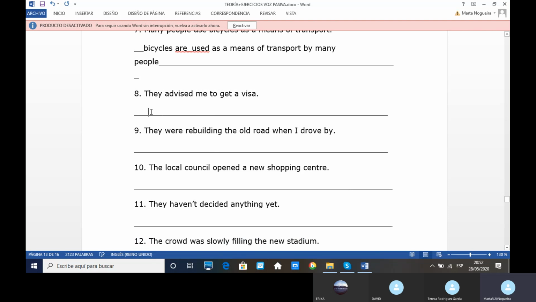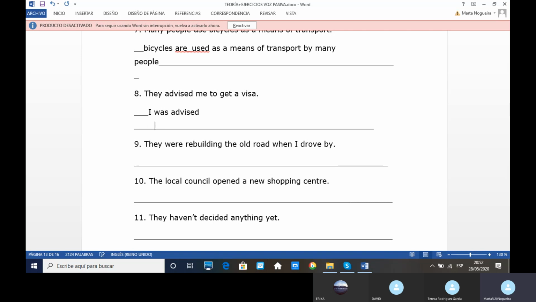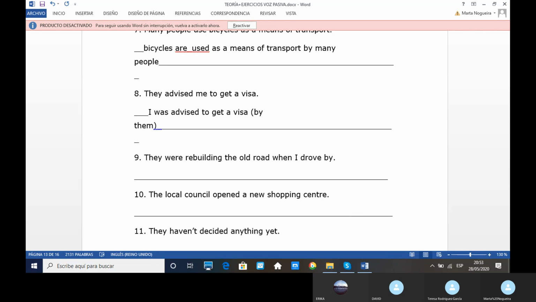Four left. Eight. They advised me to get a visa. I was advised to get a visa. Advised, ¿en qué tiempo lo tengo? Pasado simple. ¿Cuál es el pasado simple de be? Pues was o were. ¿Con qué va I? ¿Con was o con were? Con was. Vale, pues ya tengo la primera parte. Ahora, el participio de este, pues da la casualidad de que es el mismo. Y luego ya el resto de la frase. Y los pronombres personales, si los quiero poner en todo caso, ya sabéis, el objeto, es decir, el caso acusativo, el pronombre objeto, lo vemos creo que el segundo día de clase o muy al principio. Se pone detrás de preposición y verbo.